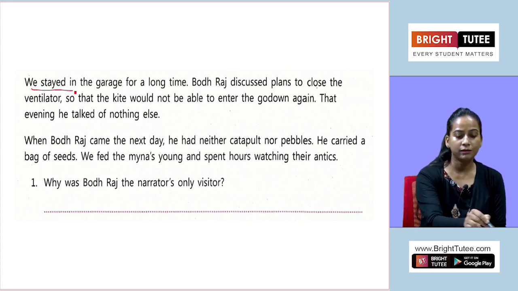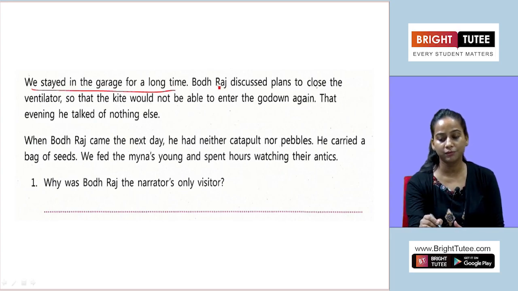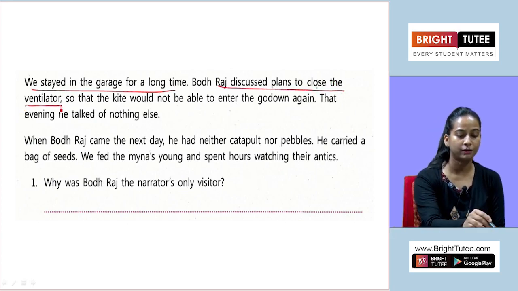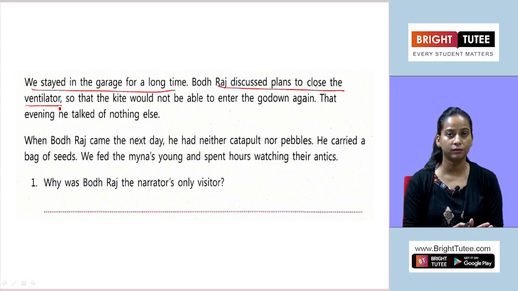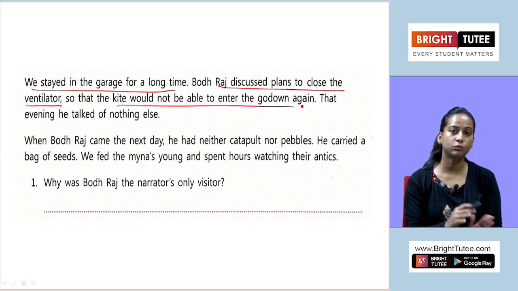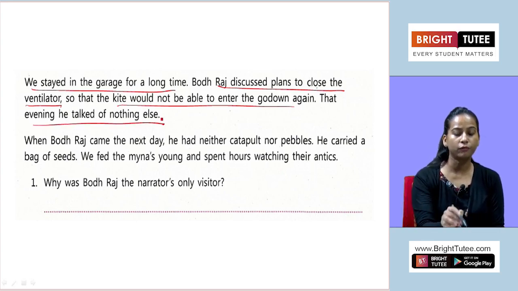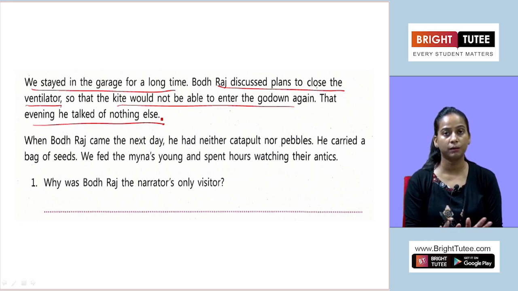Then we stayed in the garage for a long time. Bodhraj discussed plans to close the ventilator, and while we were there in the garage, he kept on discussing how to close this ventilator so that the kite would not be able to enter the godown again, because through that ventilator only that kite entered and was used to kill those birds. That evening he talked of nothing else, and the whole day he was talking about the safety of the birds.